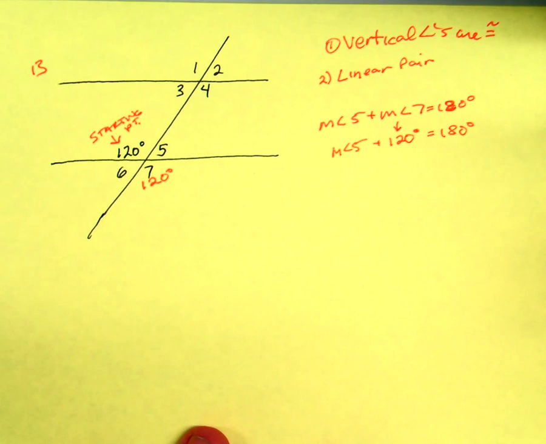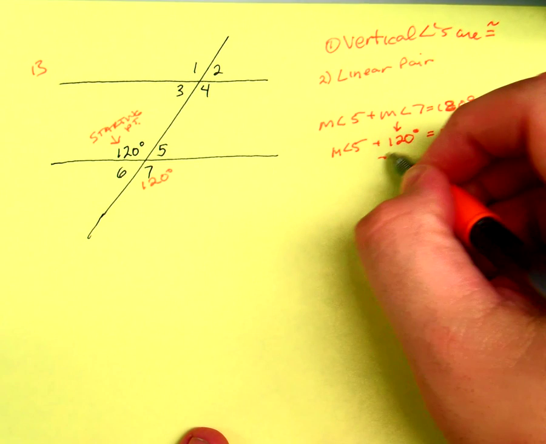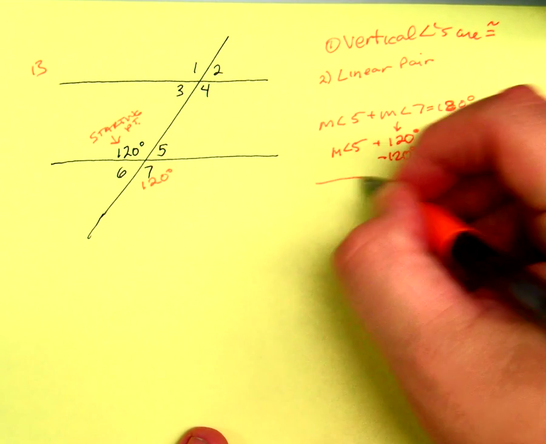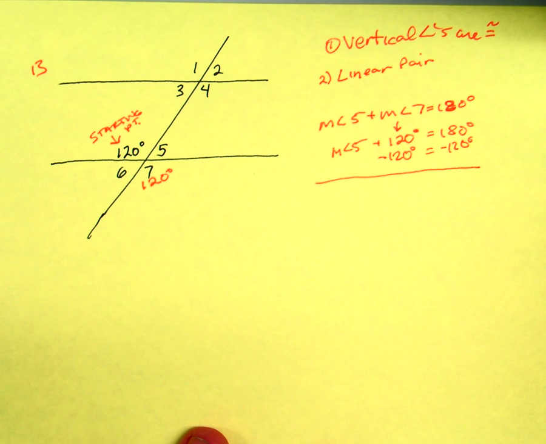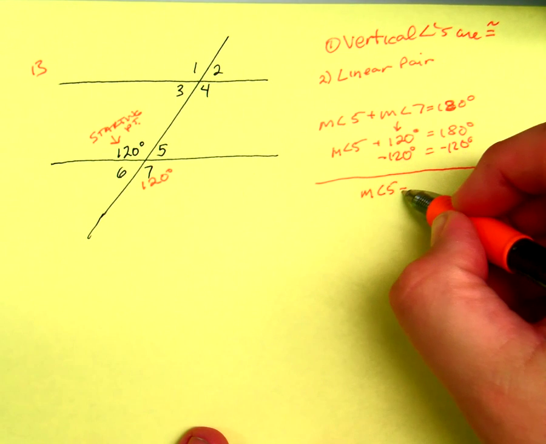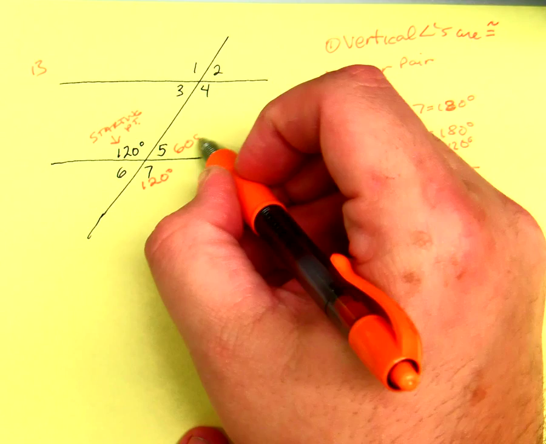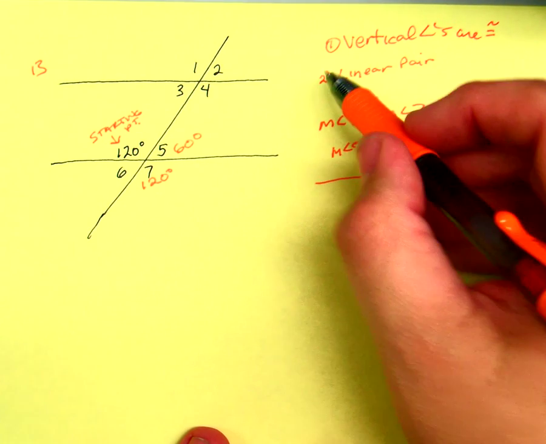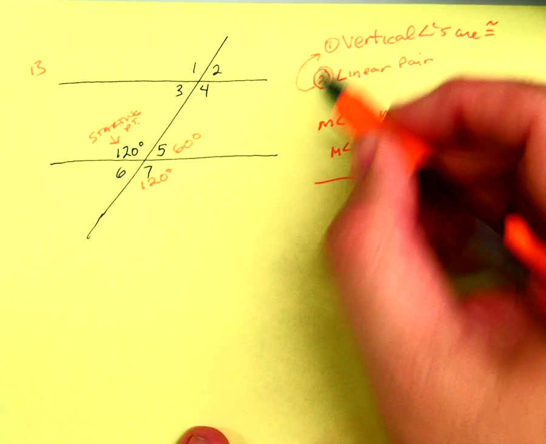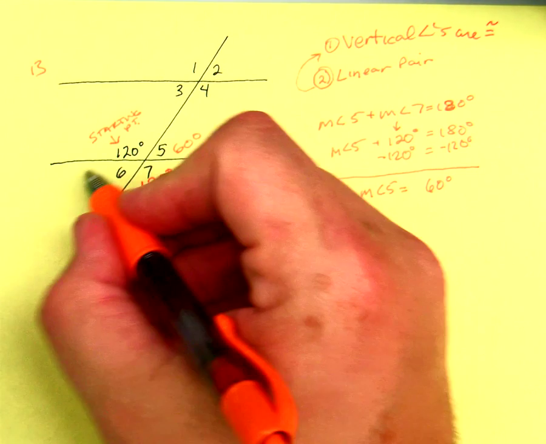And angle 5 is what we're looking for. So what do I do next? Subtract 120 degrees from both sides. So how much is measure of angle 5? 60 degrees. So this guy's 60 degrees. And after this, go back to vertical angles. Which angle is vertical to angle 5? Angle 6. So that's 60 degrees.